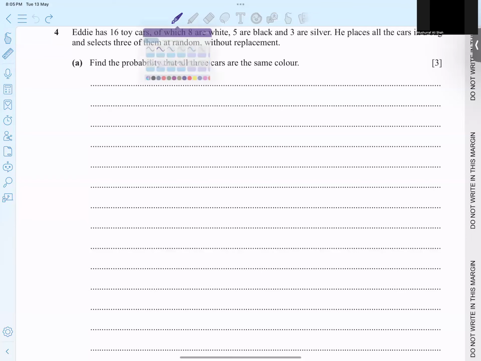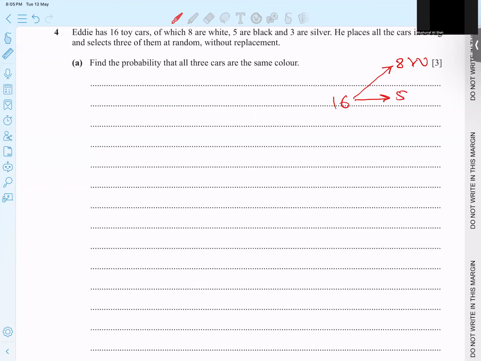Question number 4, students, we have how we can do this kind of question. So he has 16 toy cars, okay, in which 8 are white, 5 black, and 3 silver. All right. So I might just show you 16. There are 8 white we have. Then we have 5 black. And then we have 3 silver.